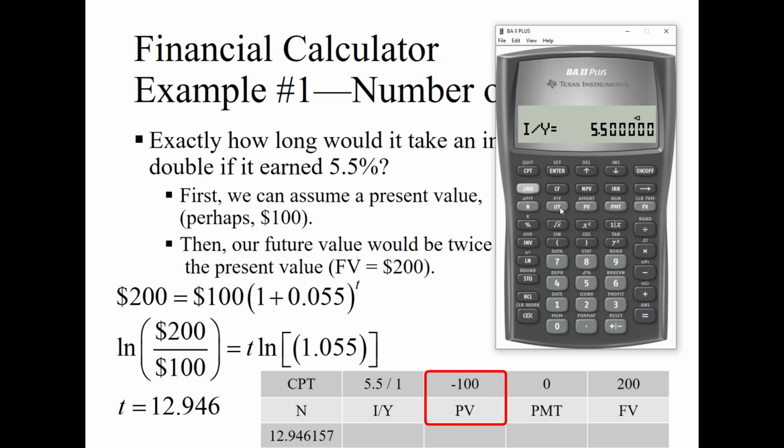Our PV, or our present value, is going to be $100. And we can think of it as a negative amount because we saved that amount. So I'm going to type in $100 and then hit our plus/minus key, and then hit PV. Our payment is 0 because there is not an annuity associated with this problem. So I'll type in 0 PMT.